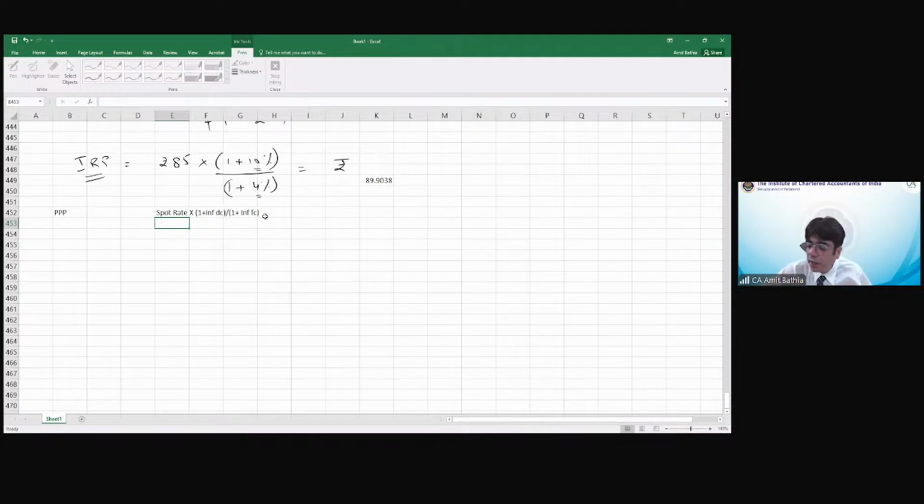So for example, if my spot rate today is rupees 60 for each dollar, inflation in India is, let's say, 6%, while inflation in the US is, let's say, 2%. Then in that case, it will be 60 into 1.06 divided by 1.02. So that will come to 62.35. Now this becomes my forward rate, or you can say expected spot rate, based on the purchasing power parity principle. Right?